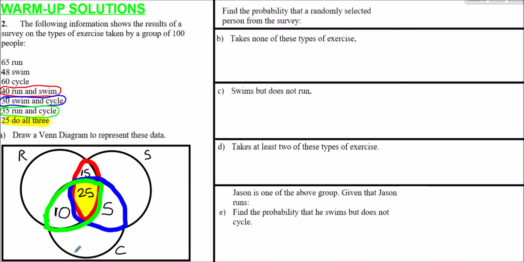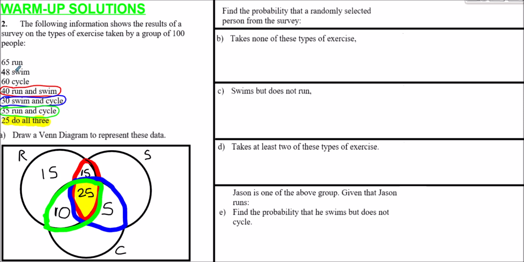Once you've done that, you've actually done the hard bit. The rest is just filling in the numbers to make it add up correctly. So what we've got here is, it says 65 people need to be running. So the running circle so far, this bit here, there's 10 plus 25 plus 15. That's a total of 50 so far in this R circle. We need 65, so this number needs to be the extra 15 to make these here add up to 65.